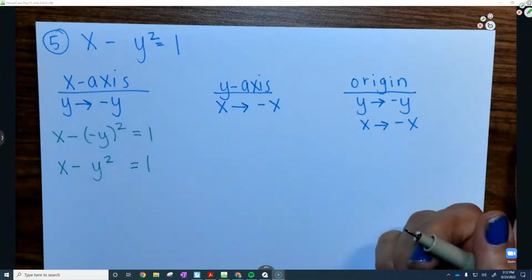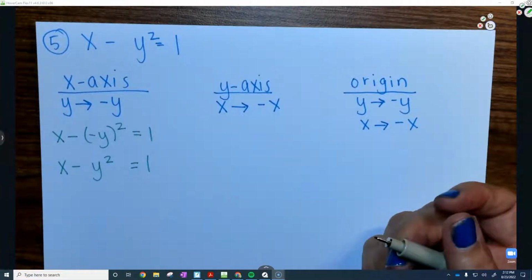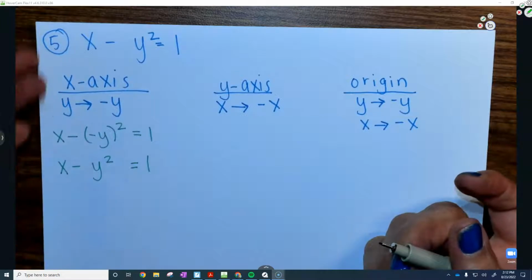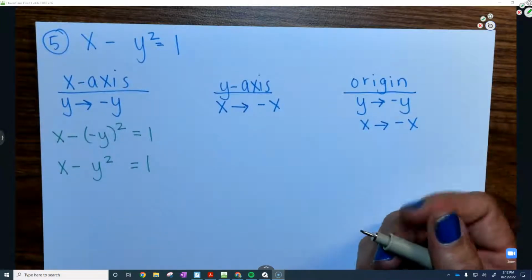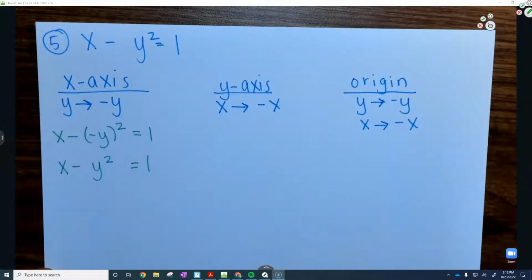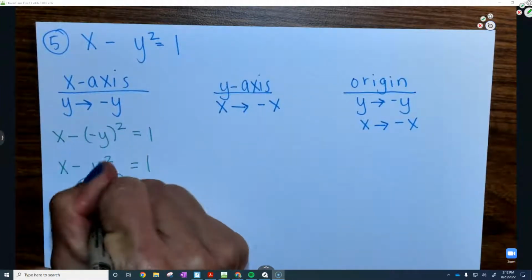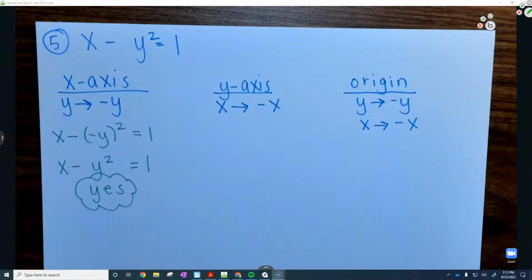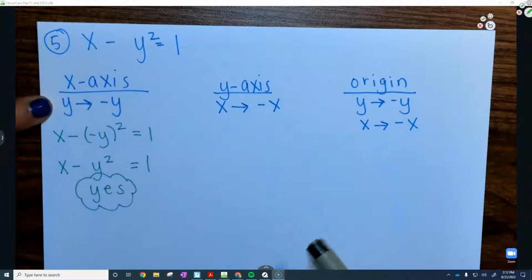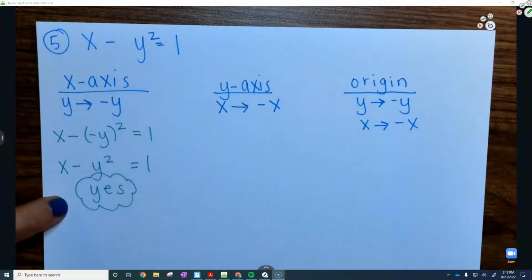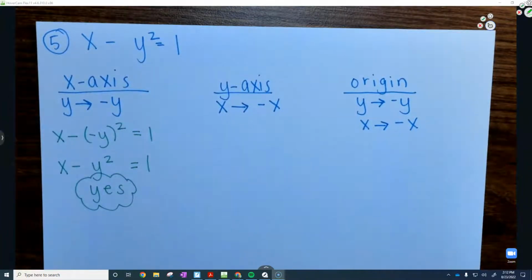So nothing changed. So tomorrow when you prove this, I just want to make sure Miss Harrington knows I know what I'm talking about. I'm going to write, yes, it is symmetrical. I'm even going to draw a bubble around that. She is not going to miss that. We plugged in a negative y. We ended up with the same thing. Yes, it is symmetrical about the origin, about the x-axis.